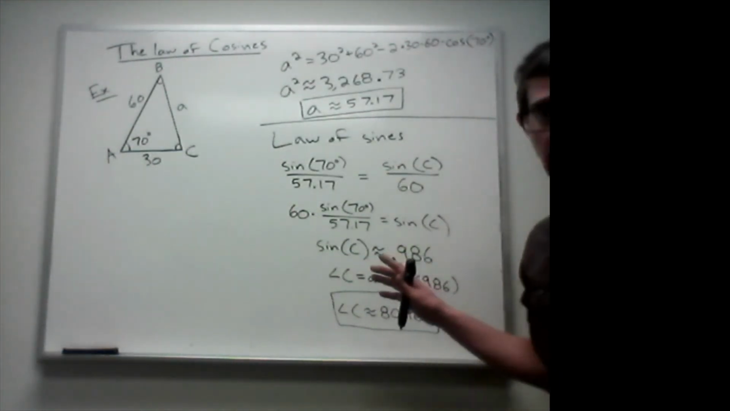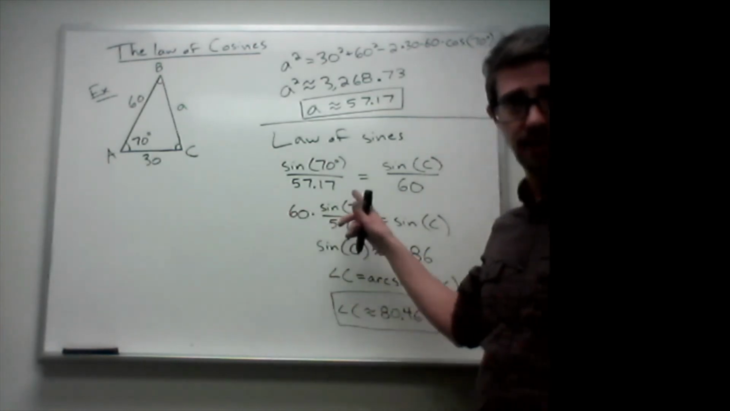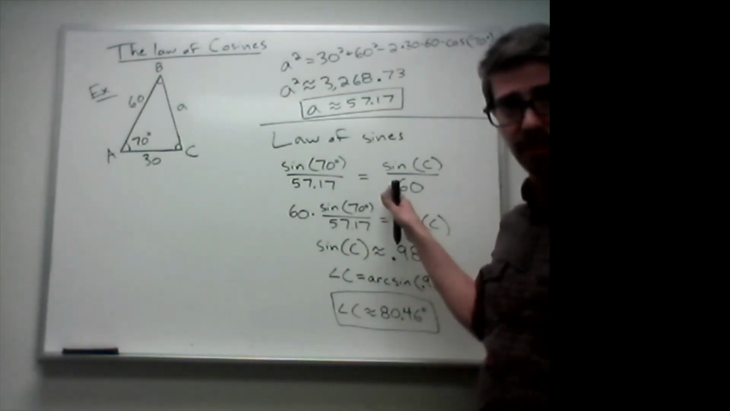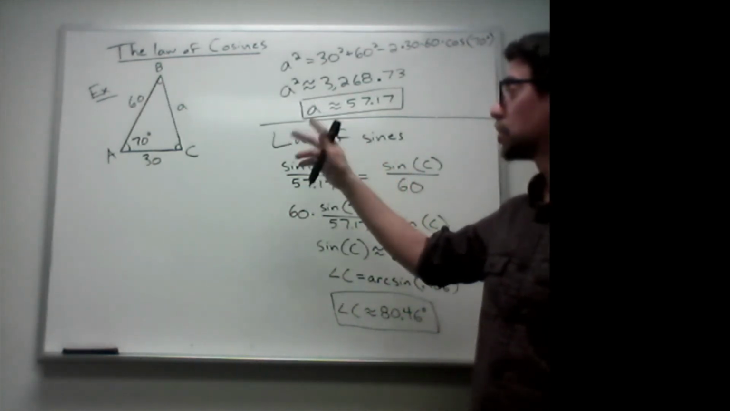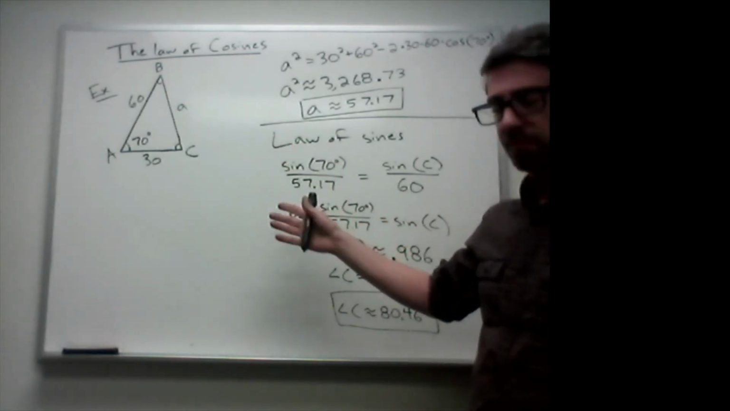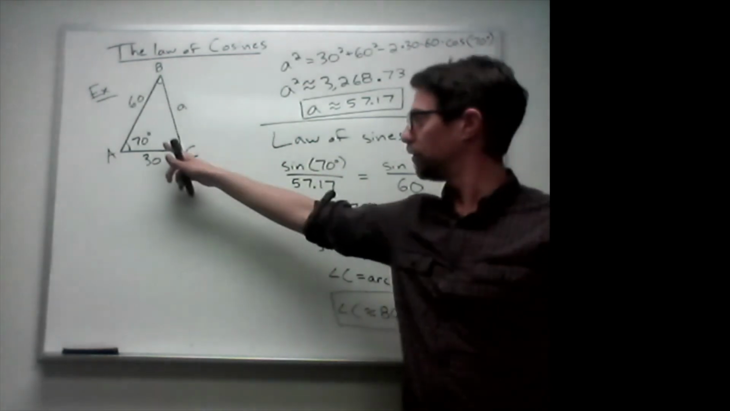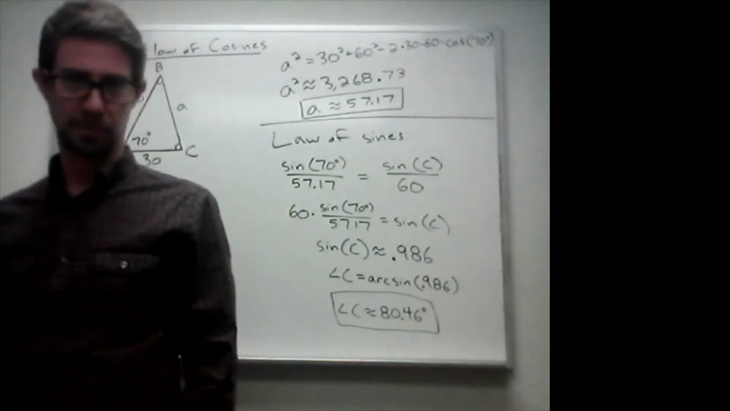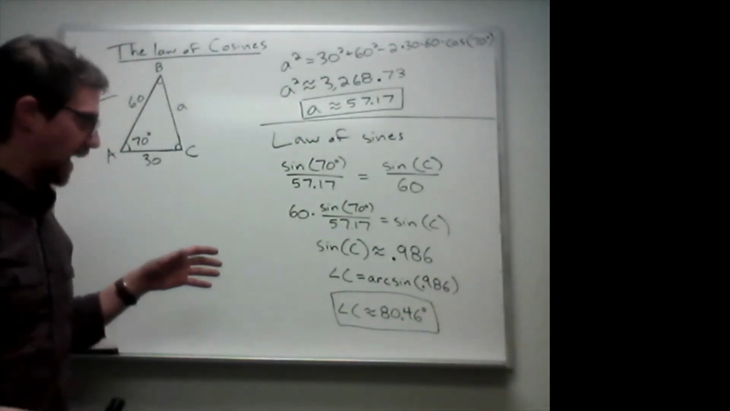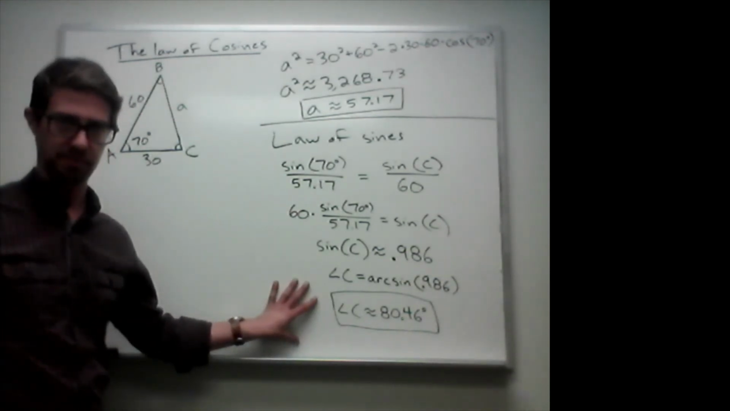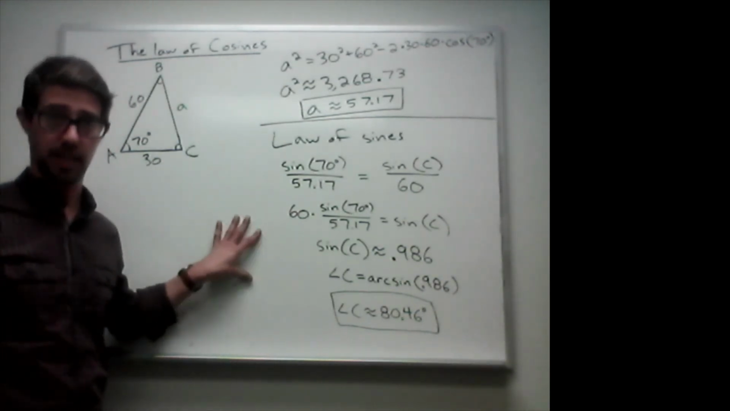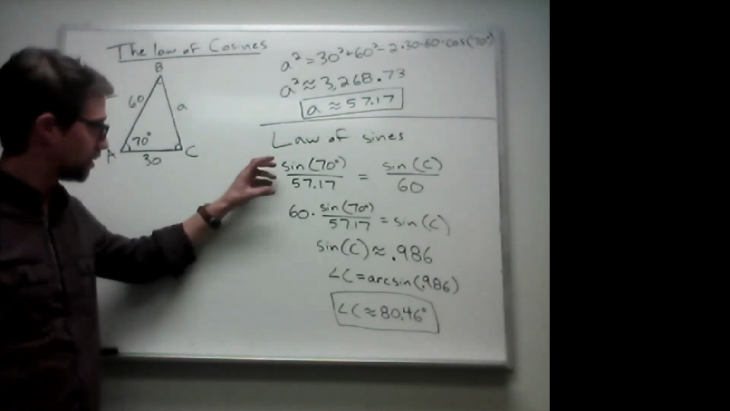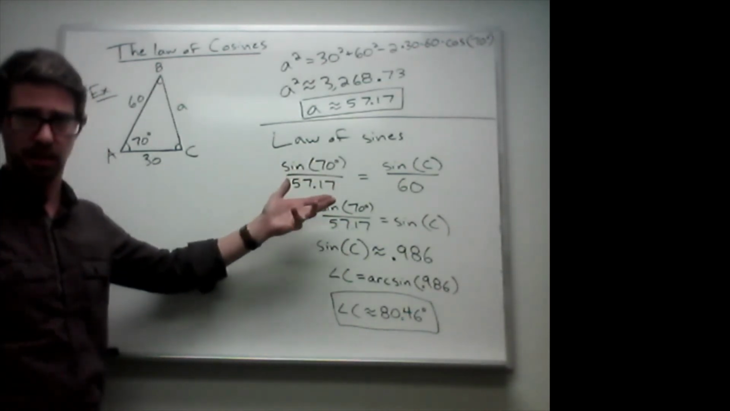Now, could you use the law of sines and just do this same process again to find angle B? Sure, but don't. Why? Because now we have two angles of a triangle, which means we have the third one for basically free. So anytime you have two angles of a triangle, just go ahead and find the third one with the 180 thing, right? Don't do a whole bunch of stuff that you don't have to do.